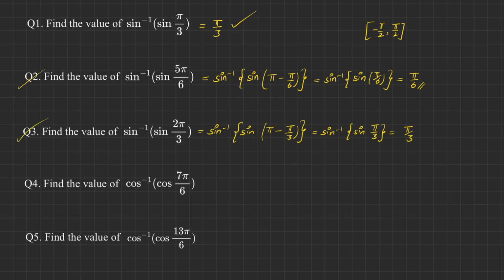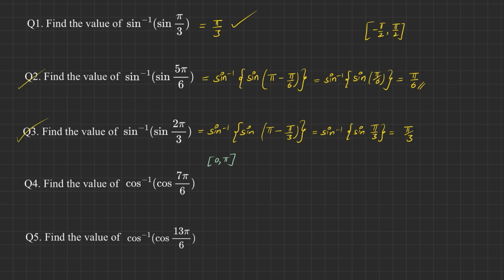Now here in question number 4, cos inverse cos 7 pi by 6. So first we should know the principal value range of cos function, and the principal value range of cos function is 0 to pi. So 0 to pi means the first and second quadrant, so the angle must lie in one of these two quadrants. But if you calculate the value of 7 pi by 6, it does not lie in the first or second quadrant. So first we need to change this.